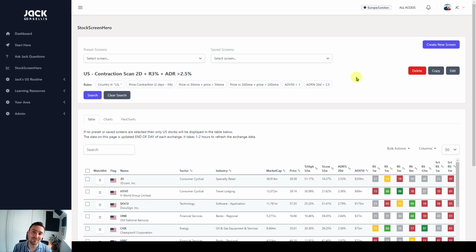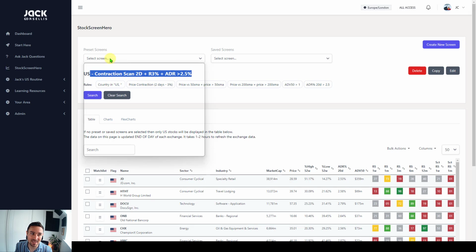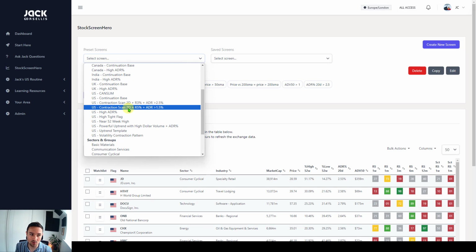How do you quickly and efficiently scan for those type of setups that I was teaching you in the video? Don't worry, that's where my custom built stock screen hero comes into its own. So what I've got here is a preset screen that I'm going to be taking you through. I've got some other ones as well, like I've got a contraction scan on a 7-day basis where the range is in 5% and the 20-day ADR is greater than 1.5%. But I'm going to take you through this one here.